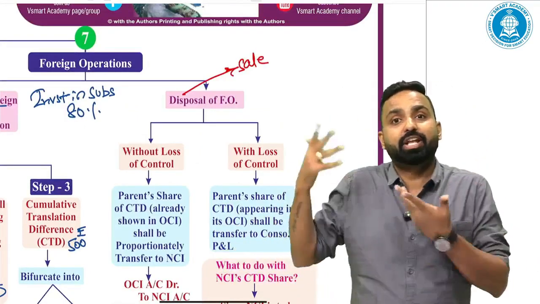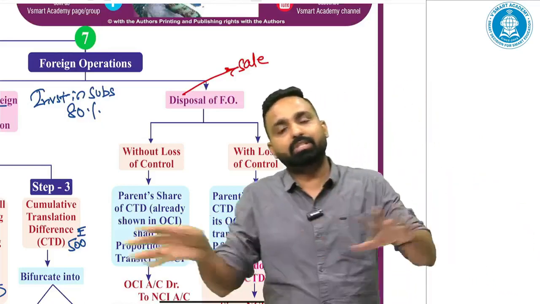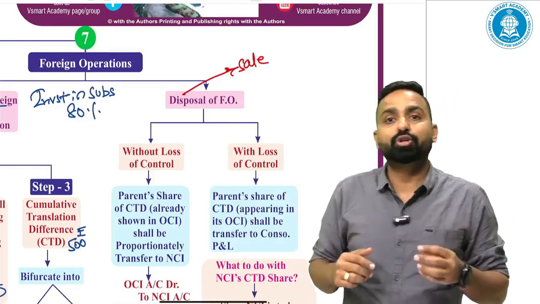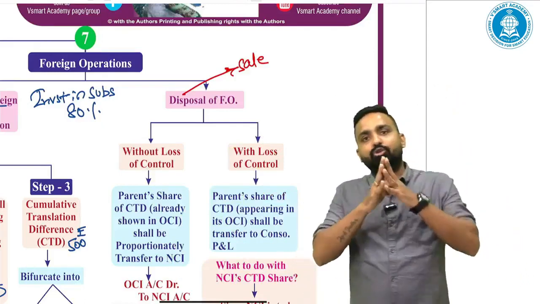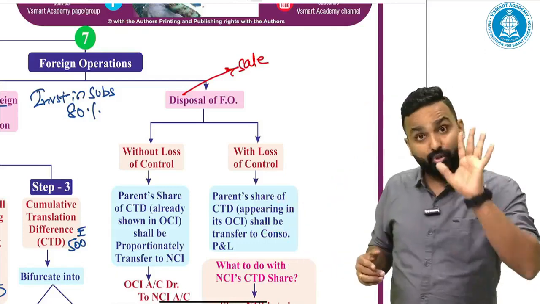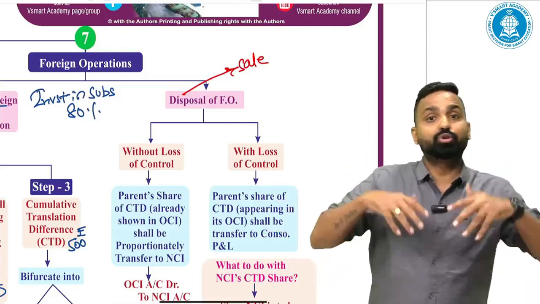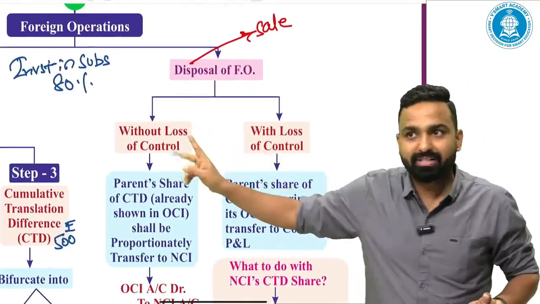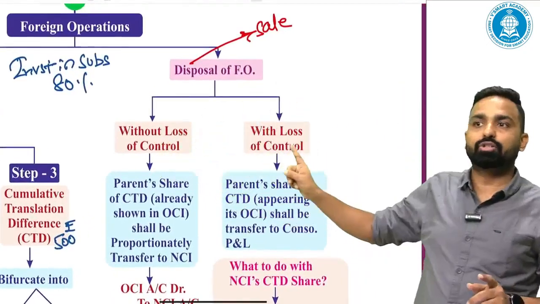You were having 80% share in the foreign subsidiary. You sold your 80% share in the foreign subsidiary. Or you were having 80% share, but you disposed of only 20%. So, there are so many cases, na, that out of 80%, you sold 20%. Rest, you have 60% still. Out of 80%, you sold entire 80%. So, there can be two different cases. Without loss of control, with loss of control.